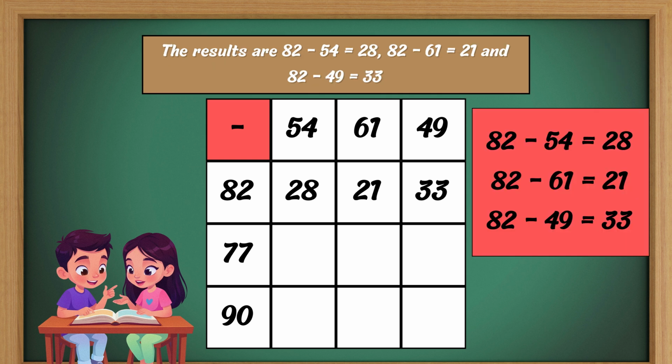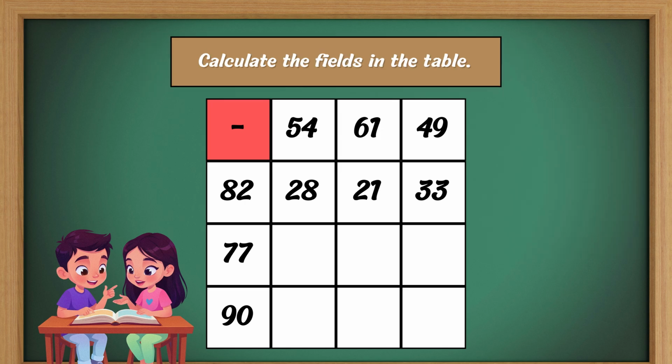The results are 82 minus 54 equals 28, 82 minus 61 equals 21 and 82 minus 49 equals 33. Calculate the fields in the table.